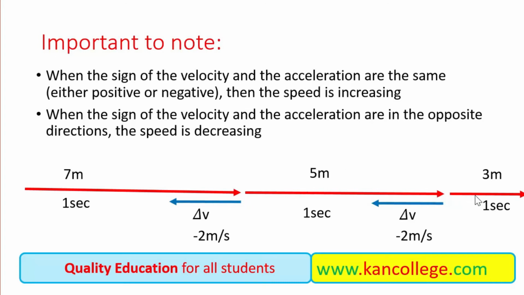Similarly, in the next second you can take the head and tail rule and get the result of 3 meter per second. It means that the change in velocity is known as acceleration. So the red vector is the velocity and the blue vector is the acceleration.